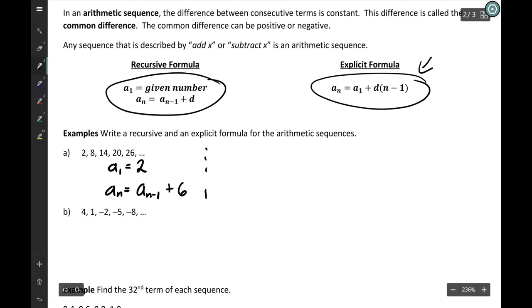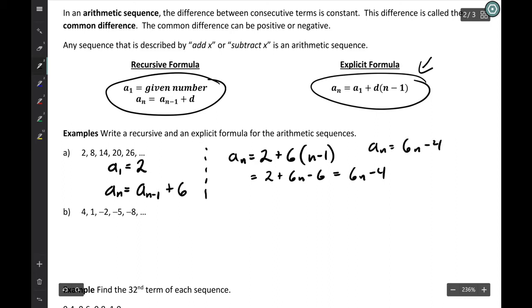Okay. Explicit formulas are a little bit more challenging, but if you know the formula, it's not that hard. Start with a sub n is equal to, and it's a sub 1, so the first term again, which is 2, plus my common difference, which we saw was 6, times n minus 1. And then what I like to do is I like to turn these into an expression that does not have so much going on, so I multiply it out. So this is equal to 2 plus 6n minus 6, which is equal to 6n minus 4. So a sub n is equal to 6n minus 4.